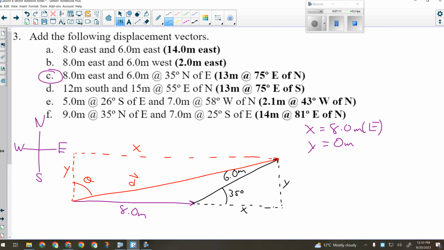Now, for the black vector, the 6-meter long vector, that does have a bit to the east and a bit to the north that I do have to figure out. The x component is adjacent to the 35-degree angle, so I'll calculate that by going the cos of 35 times 6.